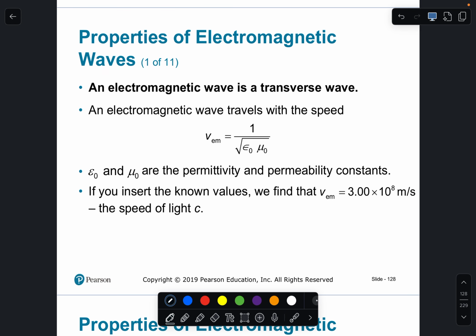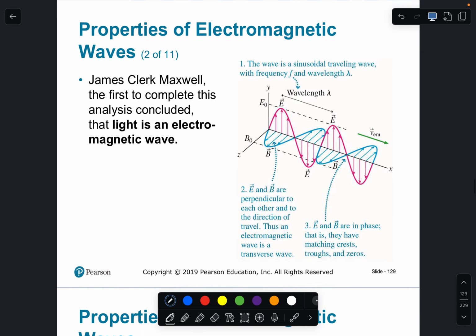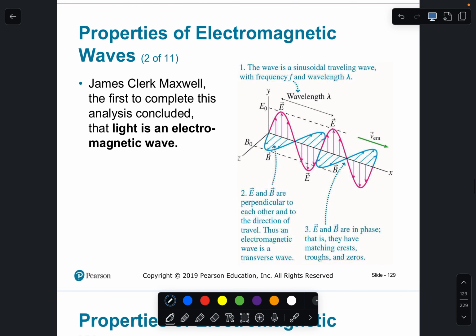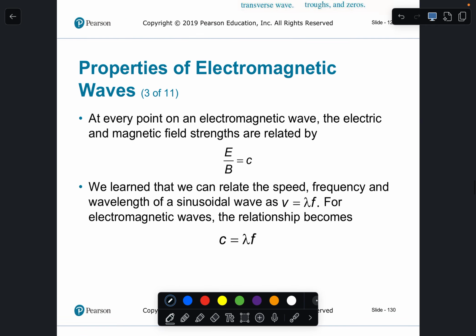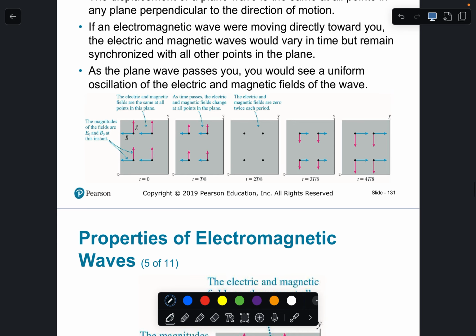Velocity of an electromagnetic wave, okay, we're going to talk about that. We're going to talk about the E field and the B field existing at the same time, and you're going to see that they're always perpendicular to each other at all times. Light is an electromagnetic wave. And so we'll talk more about this next time.